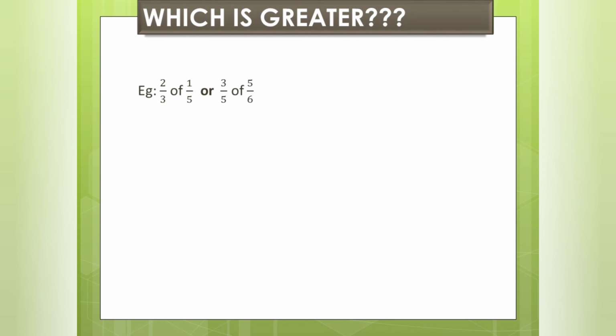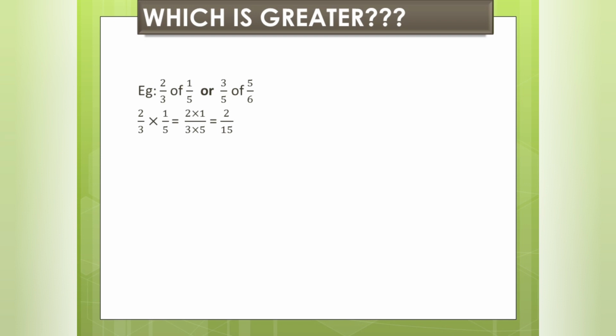Now we are going to learn about which pair of fractions is greater. Here two pairs of fractions are given. First one, 2/3 of 1/5 or 3/5 of 5/6. I already told you that 'of' means multiplication. So let us take the first pair of fractions, 2/3 multiplied by 1/5. 2 1s are 2, 3 5s are 15.